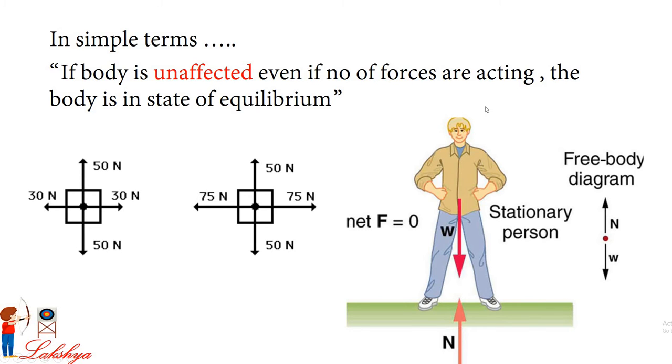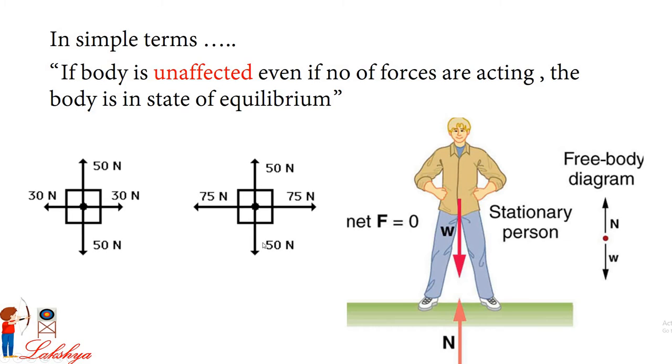Now consider this body. This man is resting on the floor. The weight of this man is acting downwards and the normal reaction from the floor is acting in the upward direction. Now the net force is 0, which means the man is stationary. Now you can see the free body diagram. Normal reaction from the floor and weight of the man, and the net force is 0. So this man is in equilibrium.